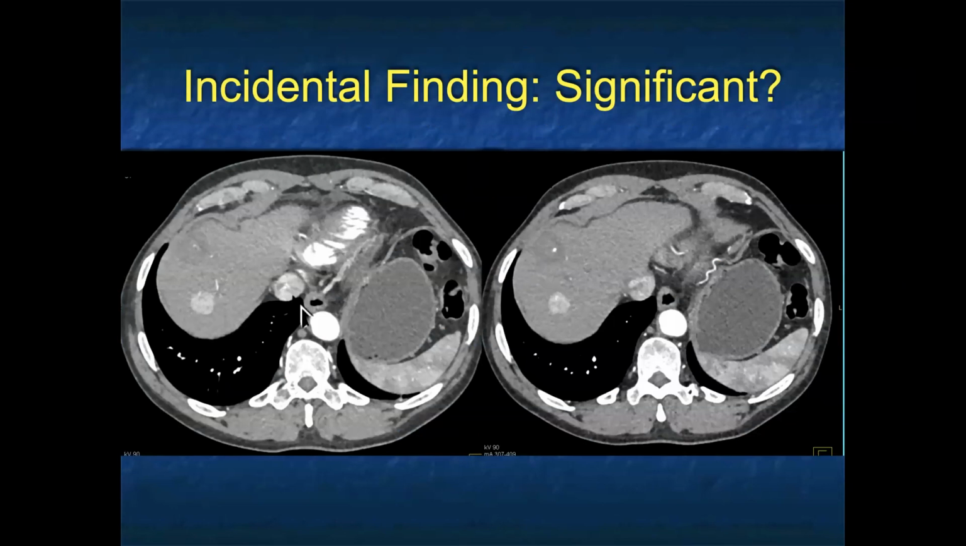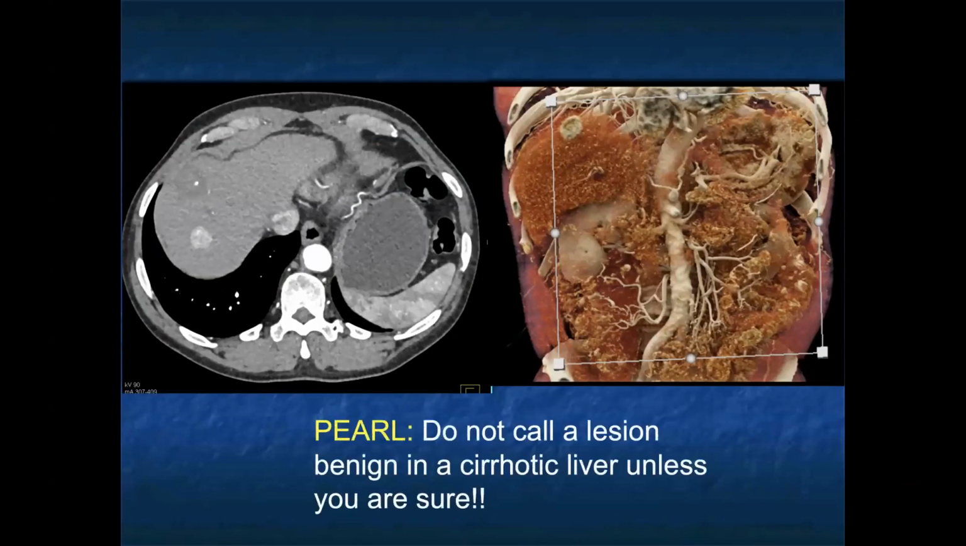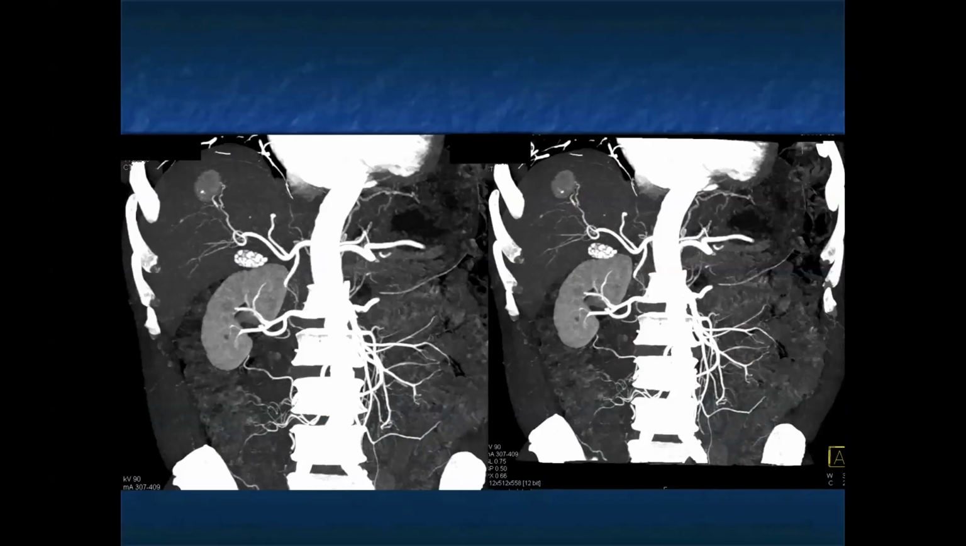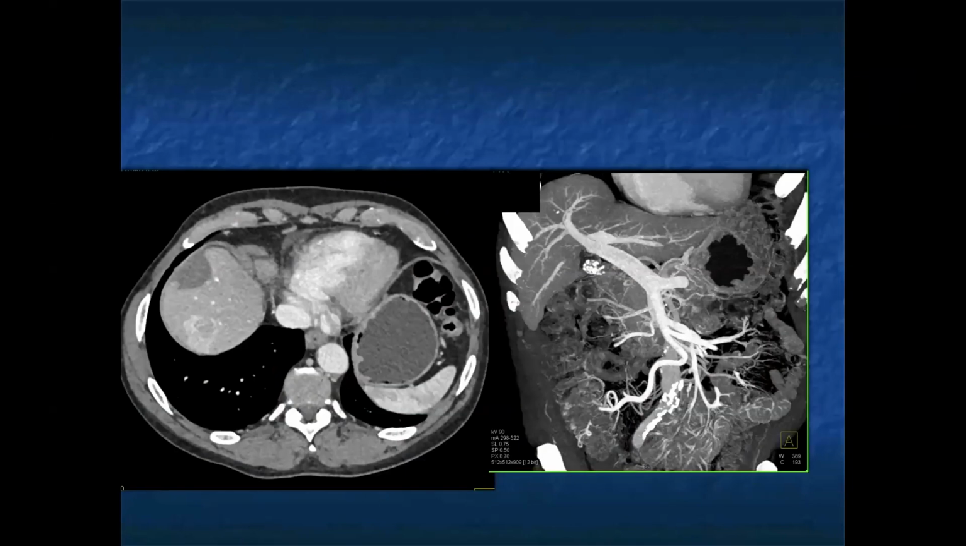Here's a lesion. Okay, what are you looking at? Vascular. Could this be FNH? This lesion, the liver is cirrhotic. I don't call lesions in cirrhotic liver FNH. You see the vascularity goes to the edge, not into the lesion proper. This was a small hepatoma.